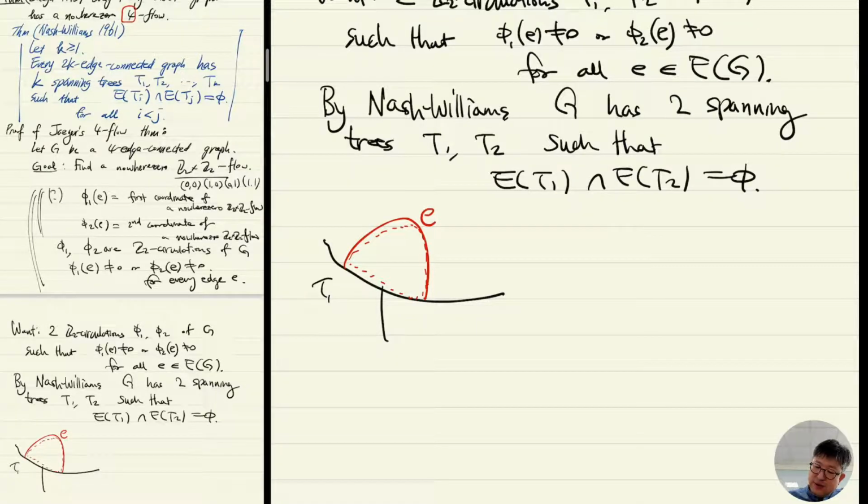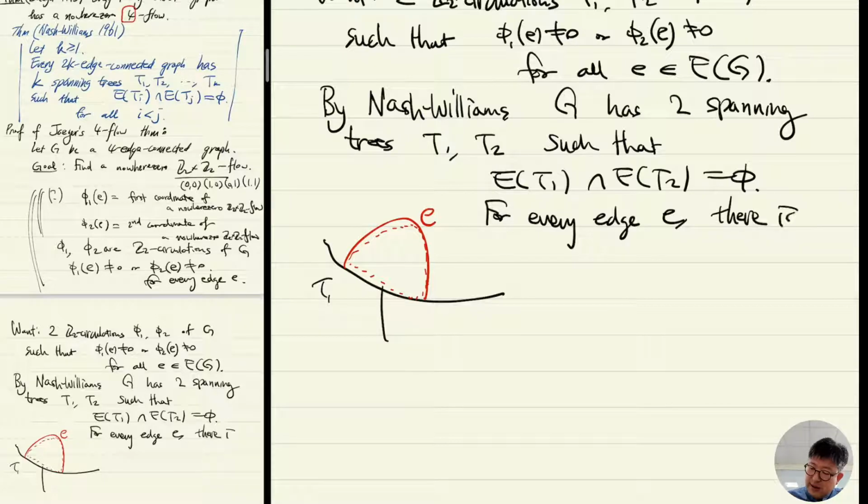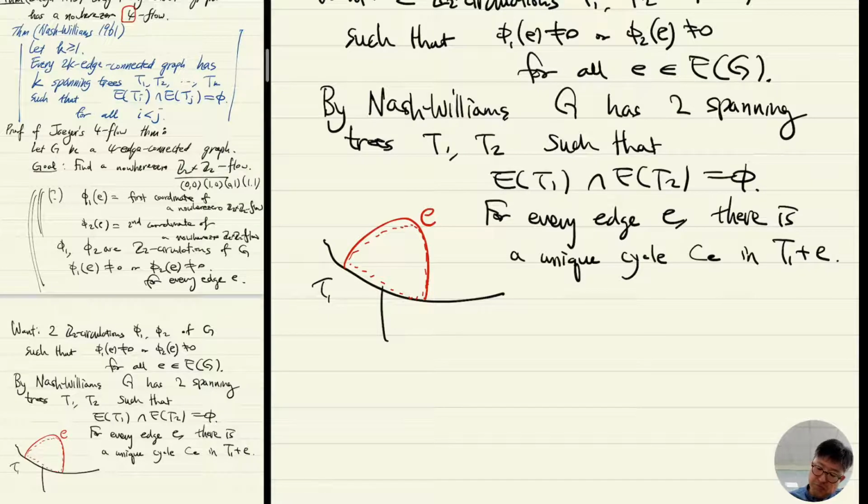All right, so let me write it down. For every edge E, there is a unique cycle CE in T1 plus E. Now, what we're going to do is to add all these things by symmetric difference. What does that mean?